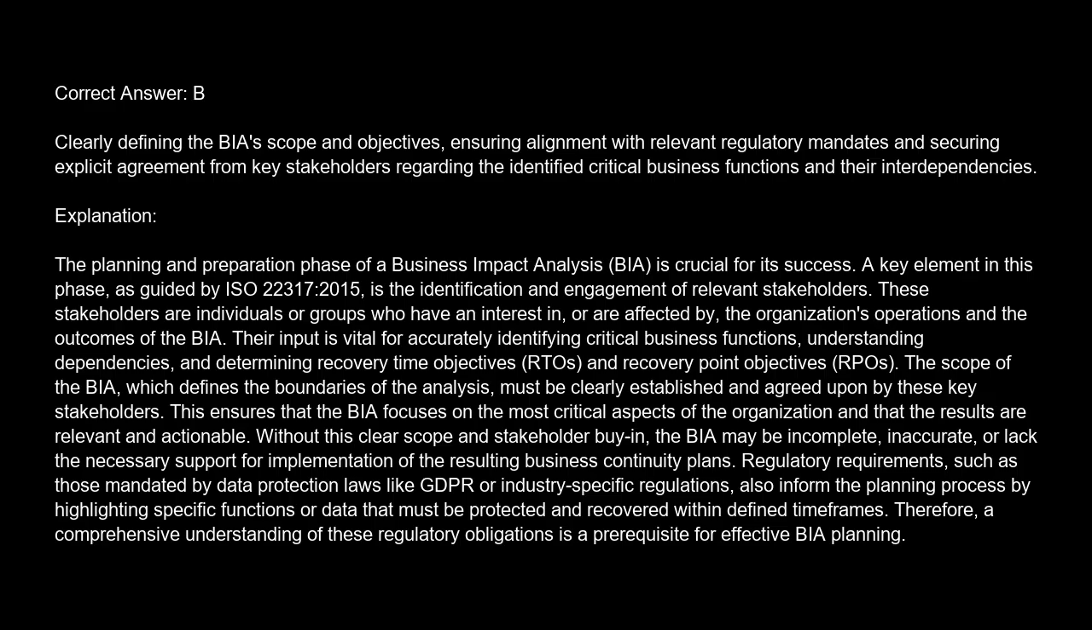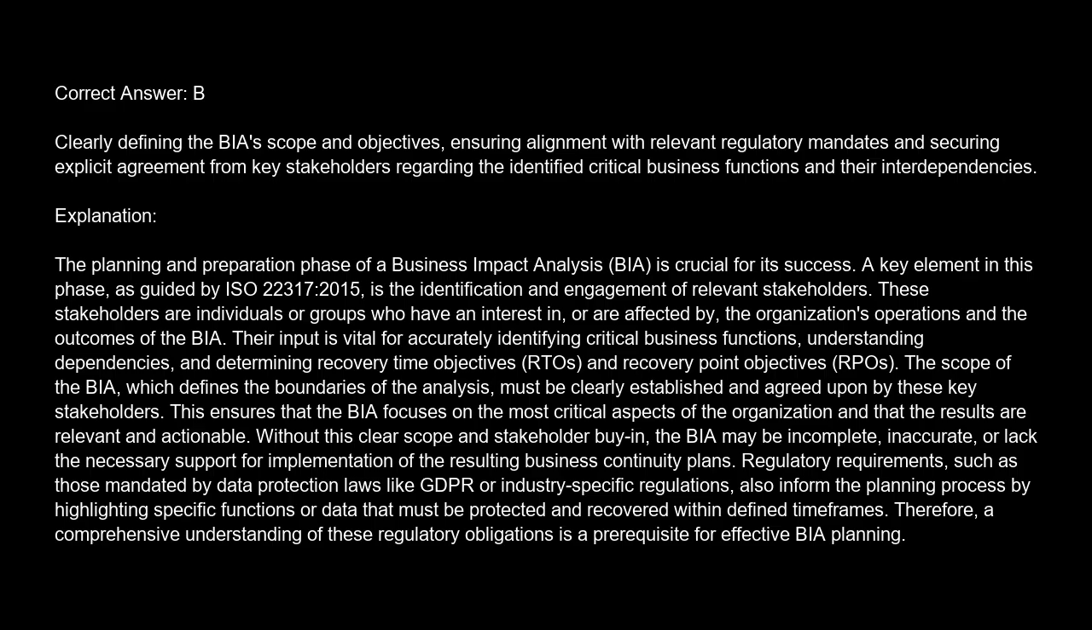A key element in this phase, as guided by ISO 22317:2015, is the identification and engagement of relevant stakeholders. These stakeholders are individuals or groups who have an interest in, or are affected by, the organization's operations and the outcomes of the BIA. Their input is vital for accurately identifying critical business functions, understanding dependencies, and determining recovery time objectives, RTO, and recovery point objectives, RPO.